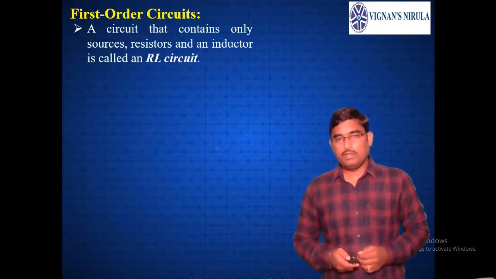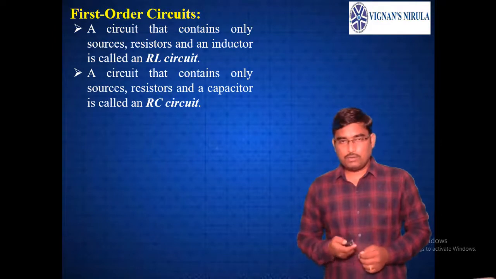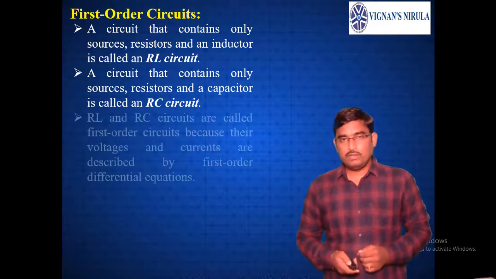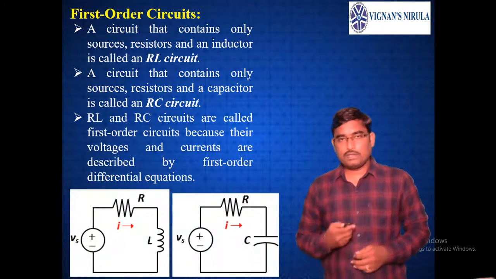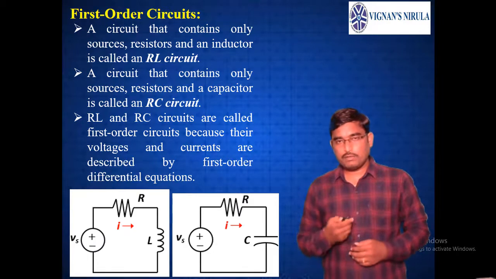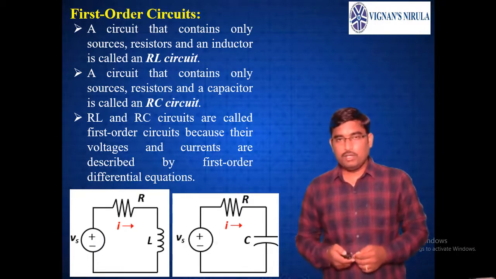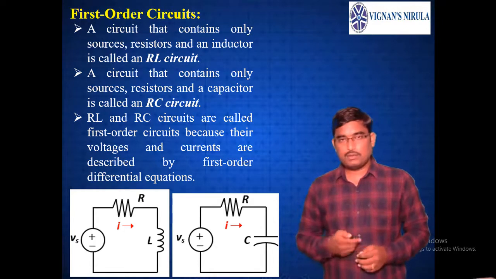The circuits that contain only sources, resistance and inductance are called RL circuits. And the circuits that contain source, resistance along with capacitor are called RC circuits. These RL circuits and RC circuits are called first order circuits because if you write the KVL or voltage equations for those circuits, we will be getting differential equations of first order. So that's why these are called first order circuits.